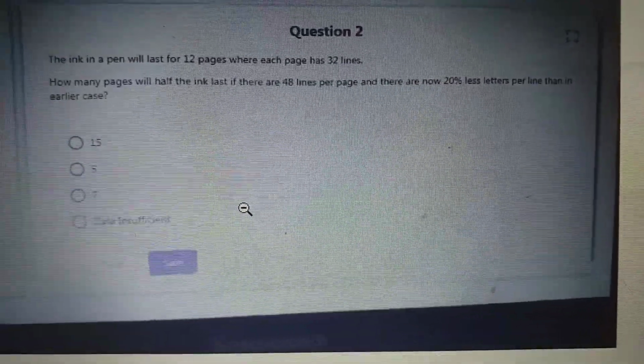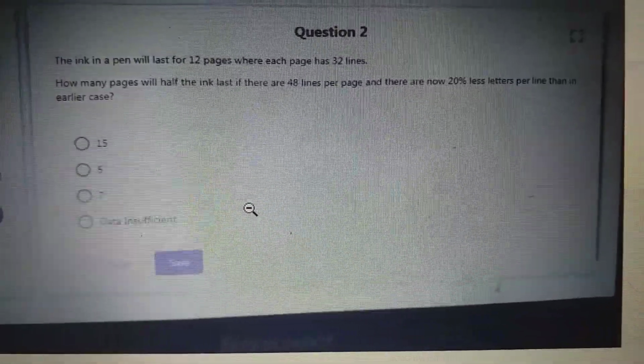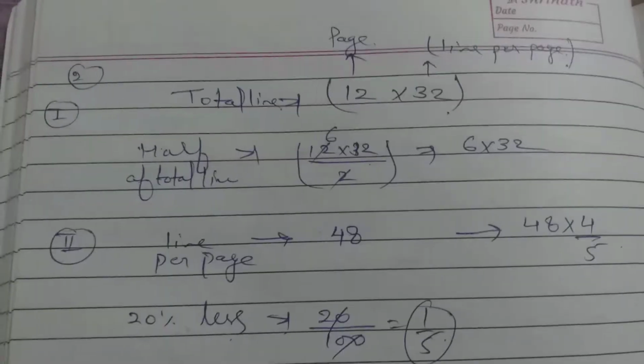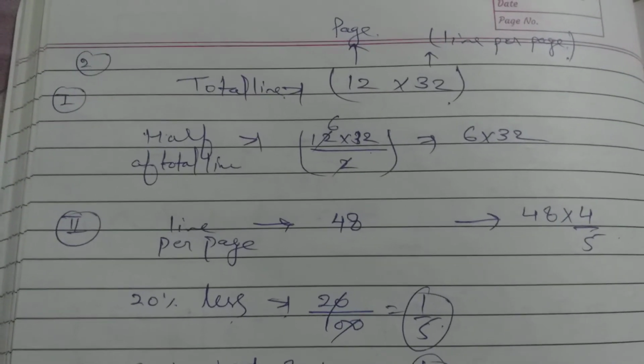These are the options. You can pause the video and try to solve it. After that we will see the solution. Okay, so friends, I hope you got it. If not, then see the solutions.